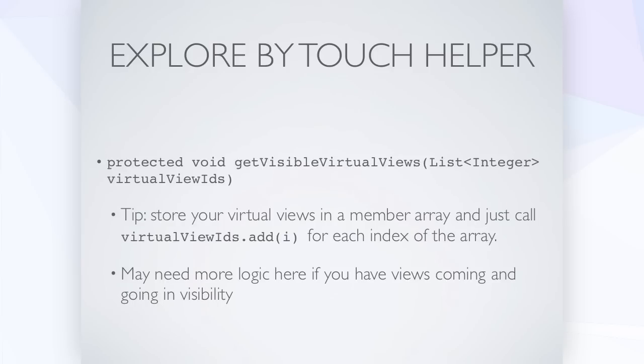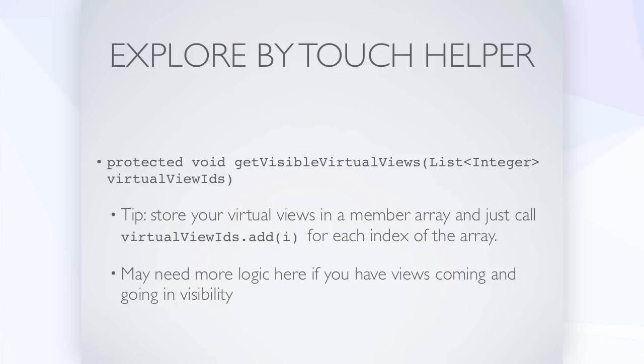Get visible virtual views. So this is when the system is asking what virtual views are currently visible on the screen. So rather than giving me a point that someone probably touched, it's just asking me what's there. And what's going to happen is you're going to be given a virtual view IDs list that's passed in, and you're just going to add integer objects to it that are the integers of the indexes that you are passing back. So in my case, because I'm probably just storing all my dots in an array, I'll just go through that array and return an integer for 0 through n, where n is my number of dots.